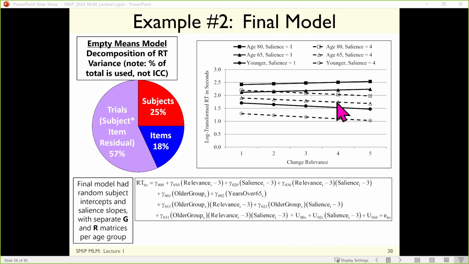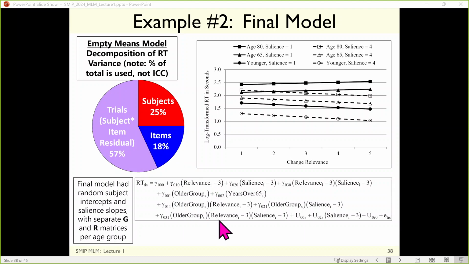So this is the finale of chapter 12, gets us to the very last model. And in terms of the distribution of information going into it, in this case, it was 25% subject differences, 18% item differences, and the rest was residual. I was able to fit a model in which we had separate random intercept variances for older adults and younger adults, as well as separate residual variances for younger adults and older adults.